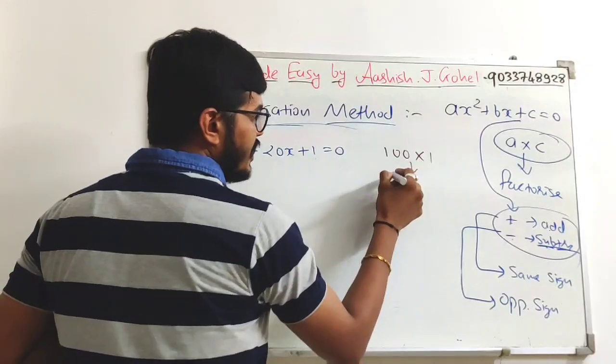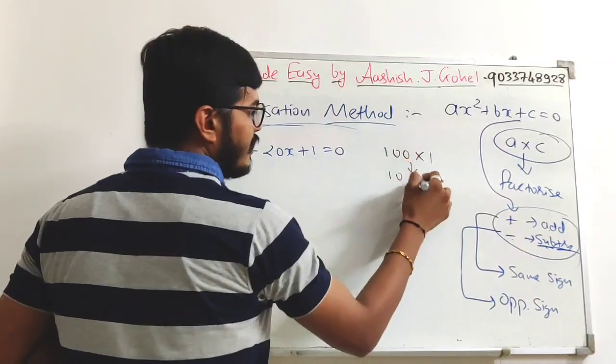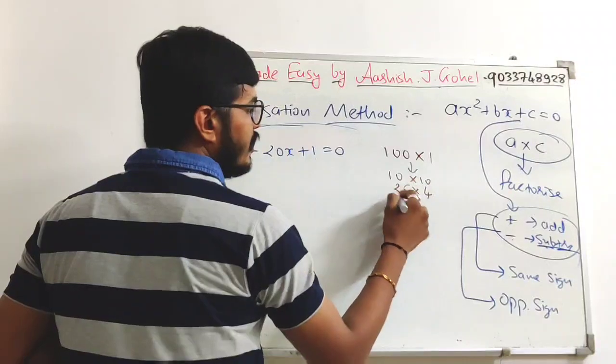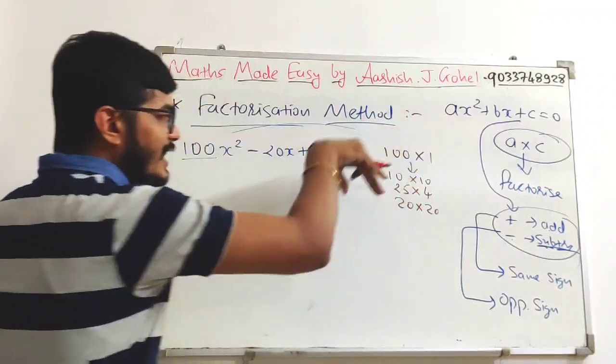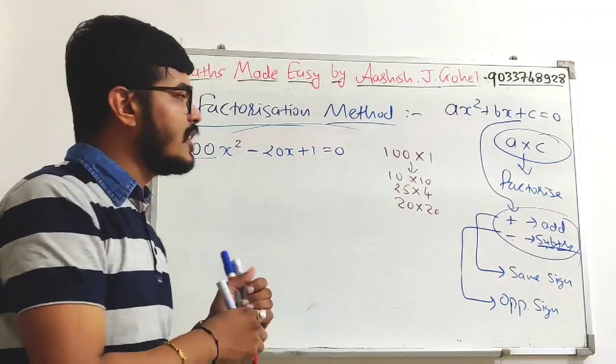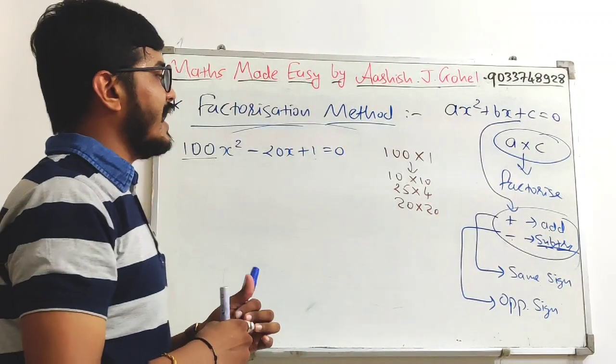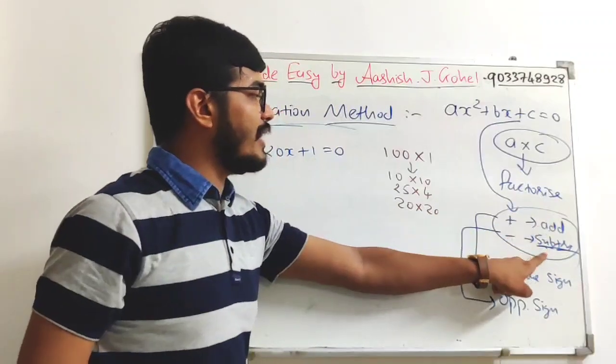So the factors of 100 are 10 into 10, 25 into 4, 20 into 20. We can get as many factors as possible. So now what we need to check is whether we need to add the factors or subtract the factors.